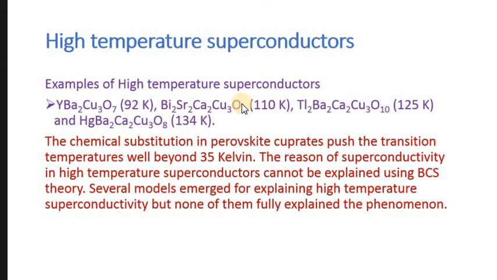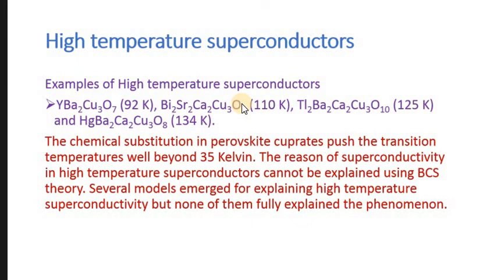The reason for superconductivity in high temperature superconductors cannot be explained using BCS theory, because BCS theory fails to explain high temperature superconductivity. Several models emerged to explain it, but none of them fully explain the phenomenon. Some of them explain some portions, but none explain high temperature superconductivity completely.